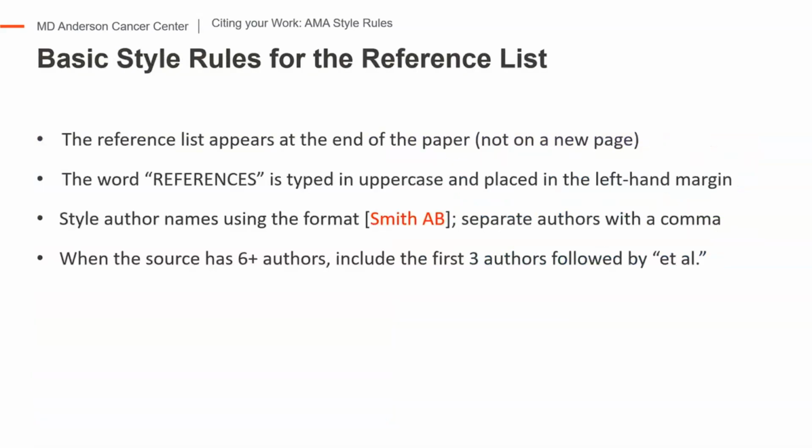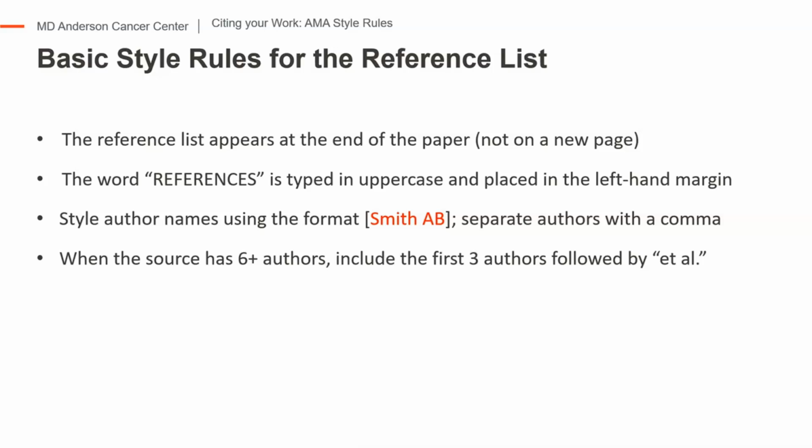When it comes to formatting the reference list, be aware of these basic style rules. The reference list appears at the end of the paper, but not on a new page. The word references is typed in uppercase and placed in the left-hand margin. The author's name is listed using the surname first, a space, and first and middle initials. Separate multiple authors with a comma.